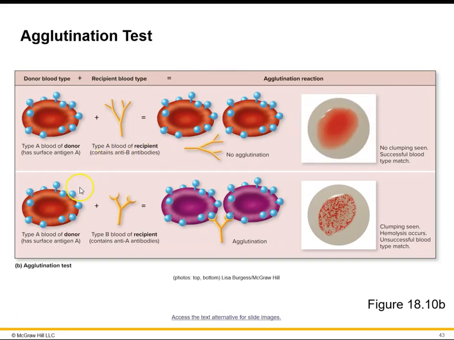If, on the other hand, you took type A blood of the donor and tried to give it to a person with type B blood, remember, a type B person produces anti-A antibodies. Well, those anti-A antibodies are going to interact with that surface antigen A and cause these cells to clump together. And you can see that that's what's happening right here.